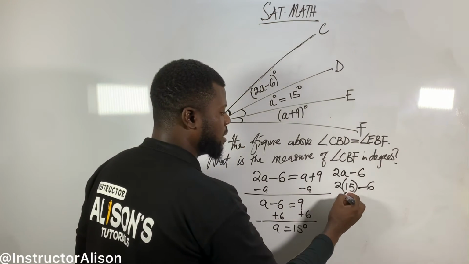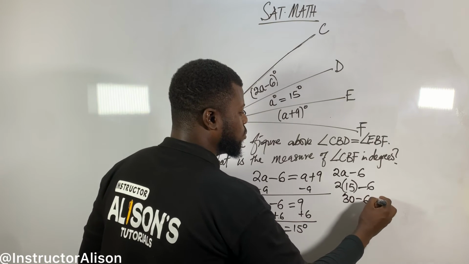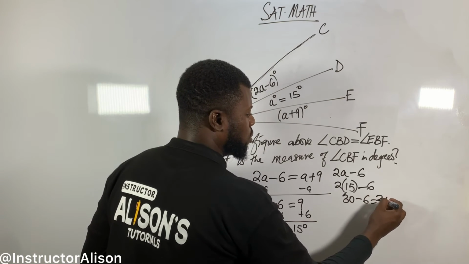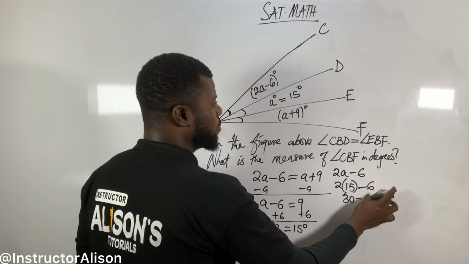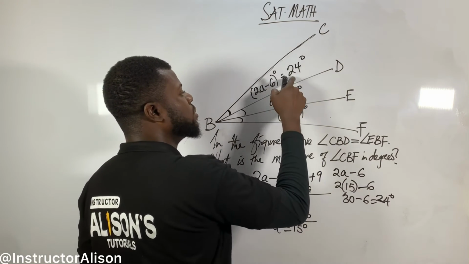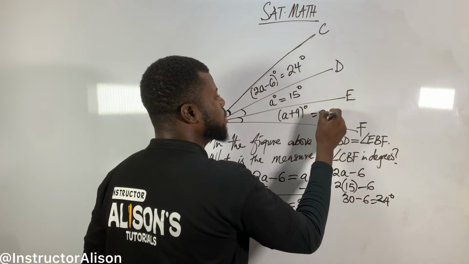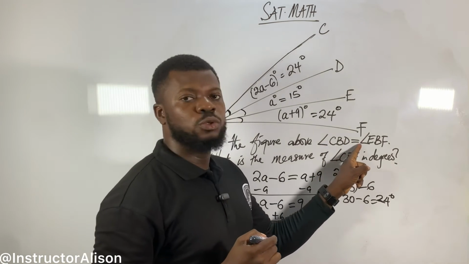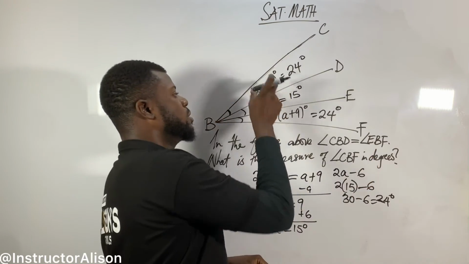So 2 times 15 is 30, 30 minus 6 will give you 24, na 24 degrees. So that means this place now is 24 degrees. If here now is 24 degrees, here will be 24 degrees. My fans, now why? Because they don tell us say this angle dey equal to this angle dey equal to this angle.